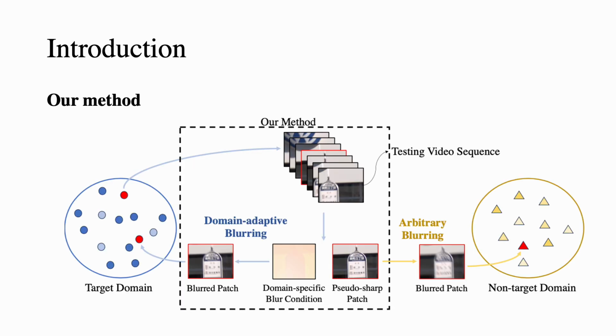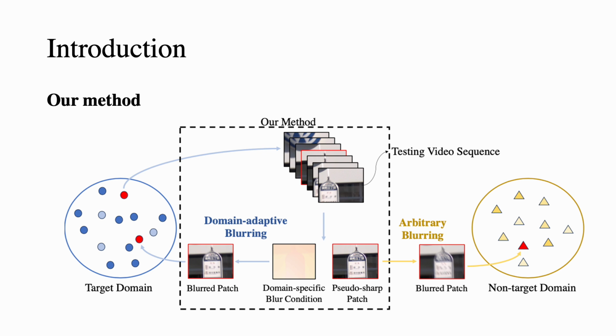This is our method. When we sample a testing video sequence from the target domain, we first get the relatively sharp patches to serve as our pseudo-sharp patches, and we blur those patches with a blurring model to serve as our blurred patches. If we arbitrarily blur the pseudo-sharp patch, the blurred result would not be in the target domain. Therefore, if we use this training pair to fine-tune the deblurring model, it cannot perform well on the target domain.